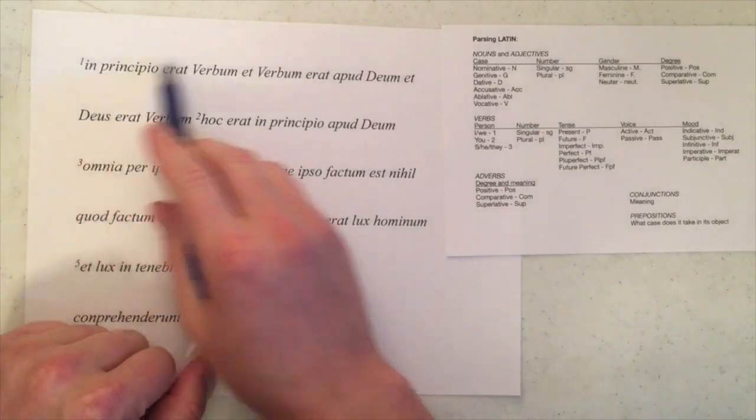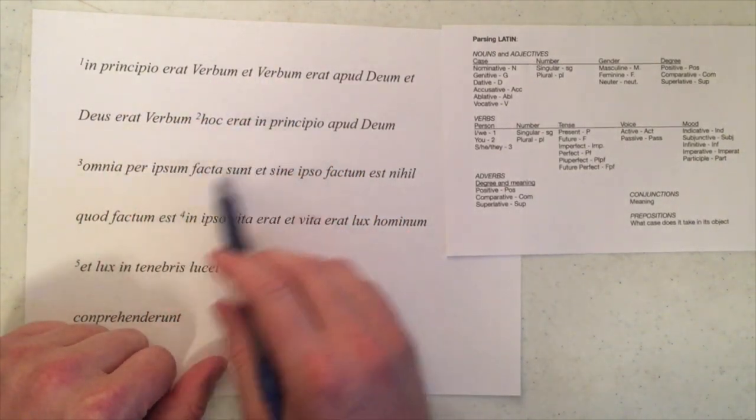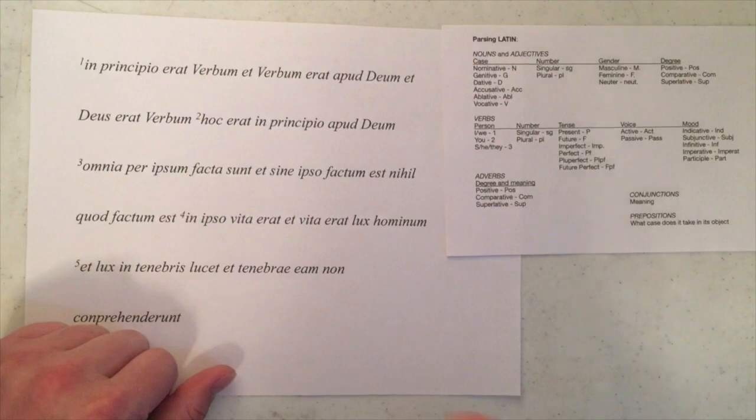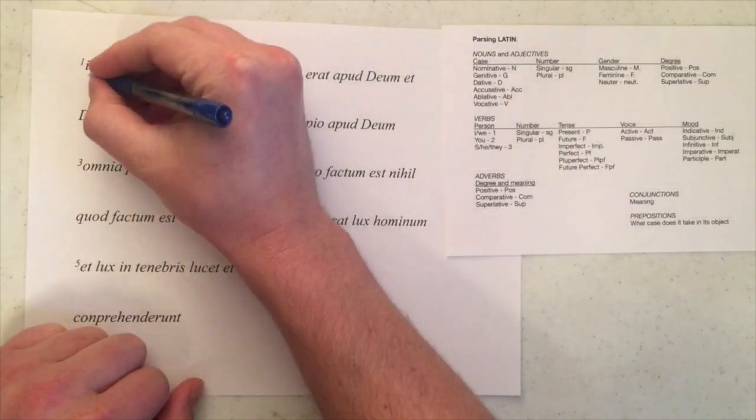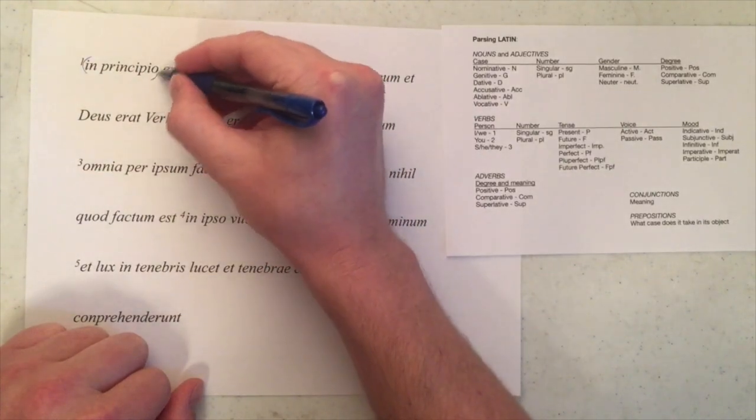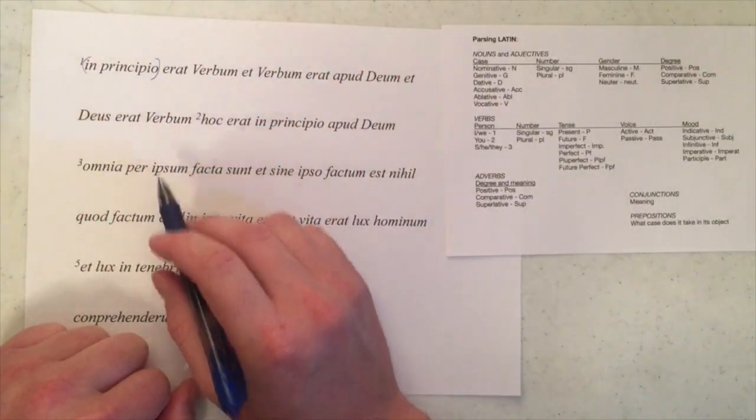All right, so here we go. We don't have any punctuation in this, which is unfortunate, but we'll deal with it just fine. So, in principio, that's a prepositional phrase. It's not a verb, but we're going to block it off with parentheses so we can set it aside to do after we finish this main clause.